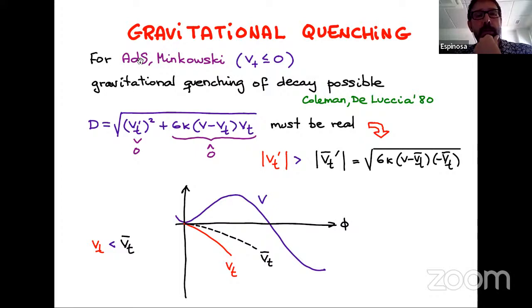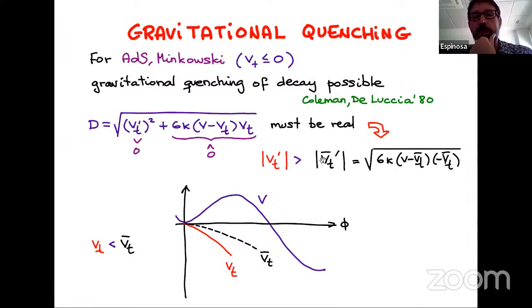Now, in the case of anti-de Sitter and Minkowski, inside the integral you have a positive term, which is the square of the slope, and then you have a term that is negative because the tunneling potential is negative. So you have to make sure that these two sum to a positive thing. Otherwise, decay will not be able to happen. This means that the slope of the tunneling potential has to be large enough. How large? It has to be larger than the value for which this is equal to 0 that I wrote here.